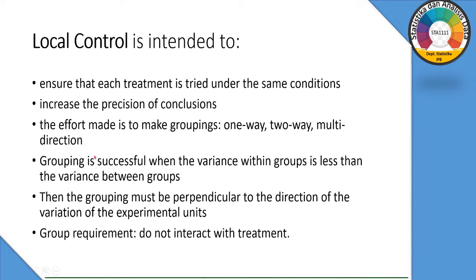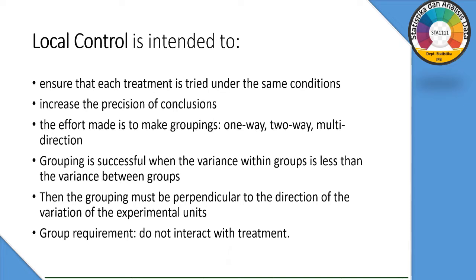Then the second one is it can increase the precision of the conclusion, similar to the number of replications, right? The third one is it is an effort made to make a grouping, as I informed you earlier. For example, if you cannot get a homogeneous condition of the mice, then you can do grouping. You can group the mice into lightweight, medium weight, and heavyweight. So that is the way to do local control.